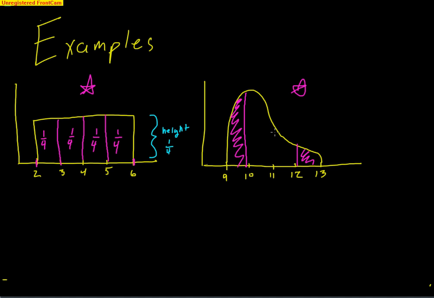But again, under that entire yellow curve is 100% of my data, or an area of 1. So this portion over here, you could estimate that to be maybe 30%, and this over here might be 10%. Again, you're just estimating right now from looking at a picture, but the idea is that underneath the entire curve is 100% of the data.